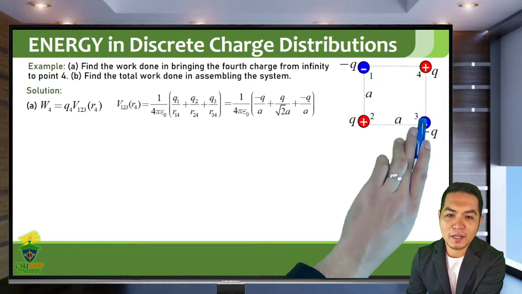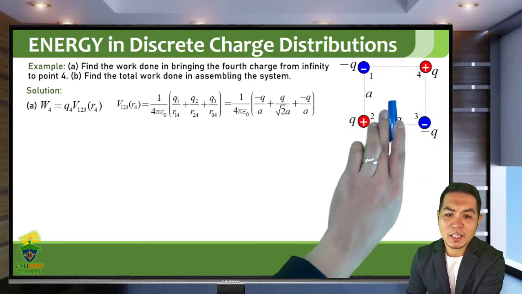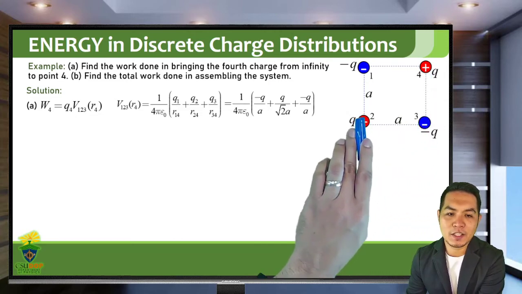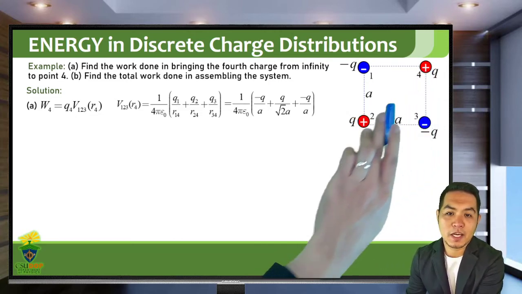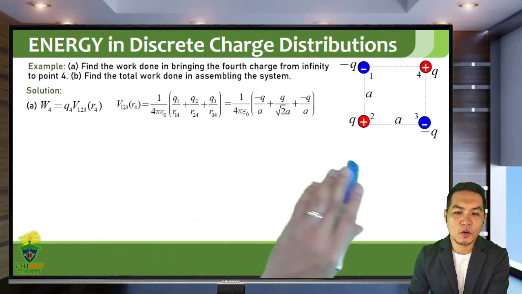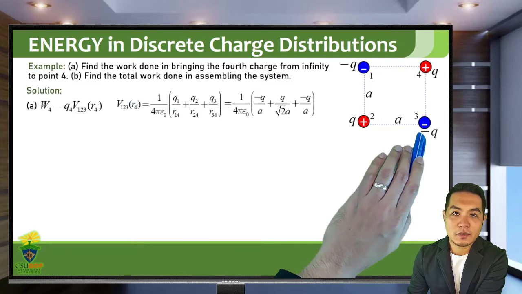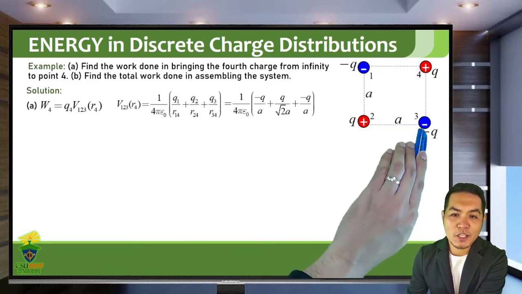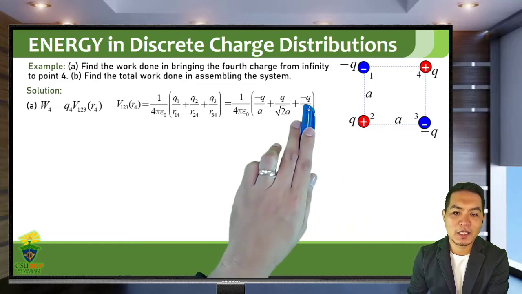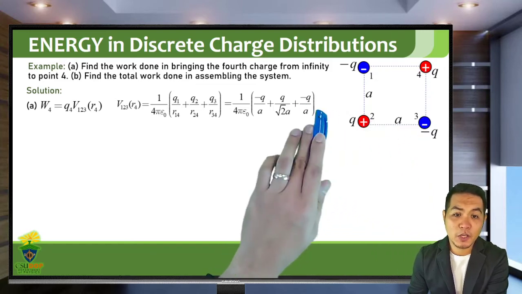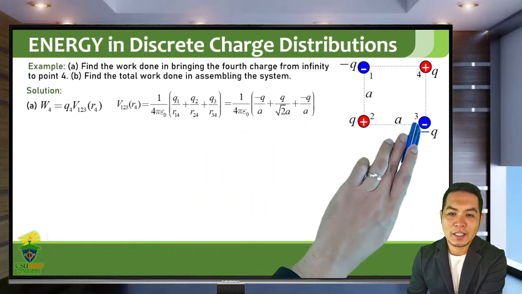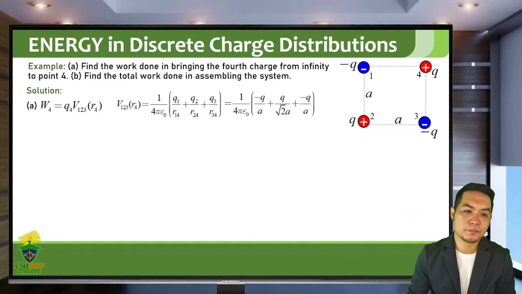Since this is a right triangle with two sides A, then this is square root of 2 times A, the diagonal. And similarly for the contribution of the third charge, Q3, its potential at point 4 is just K, then its charge is negative Q, over R34, which is just the distance A.